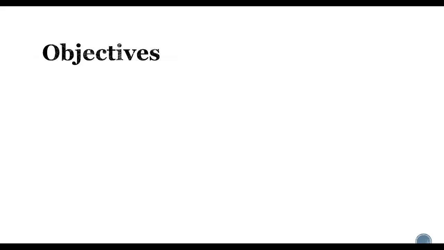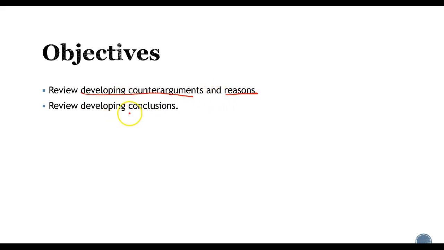This is the last lesson in this unit, and actually the last lesson of the course. So in this lesson we're going to talk about developing the parts of your essay, your research essay, essay 4. So we have 4 objectives here. First, we're going to review how to develop counterarguments and how to develop reasons. We're also going to review how to develop conclusions. And then we're going to review a full-length sample of the essay. And we're going to wrap up essay 4.